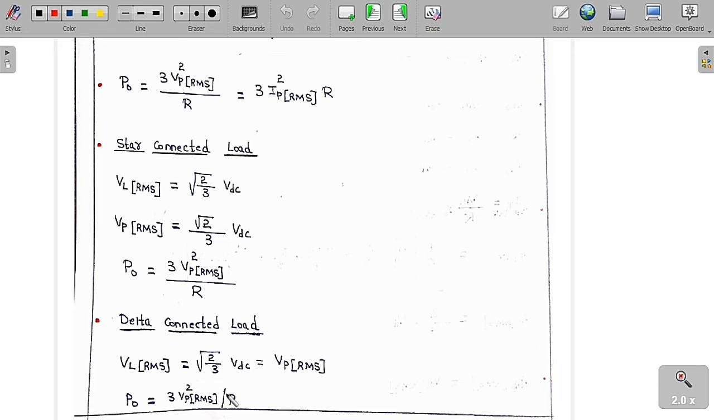I have already told you, either we convert the delta load into star load and apply these formulas, or we use this formula, where the line voltage RMS is equal to the phase voltage RMS value. The line voltage RMS value we have just figured out, so substitute it here, and if you simplify, you are going to get the result. Whichever method you go by, both give the same result. The formula is the same, which is 3 V phase RMS squared by R, but here this V phase RMS value is equal to the line voltage RMS value.